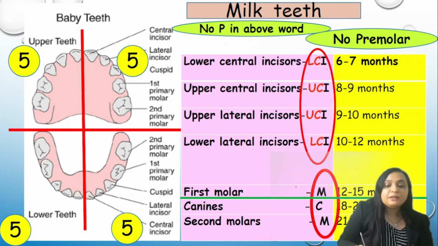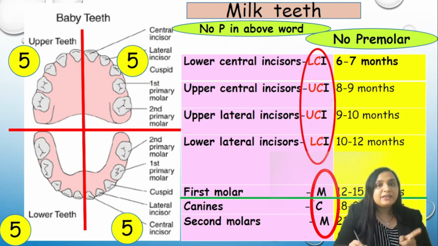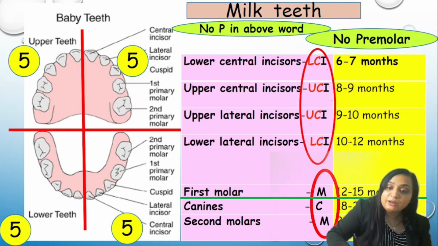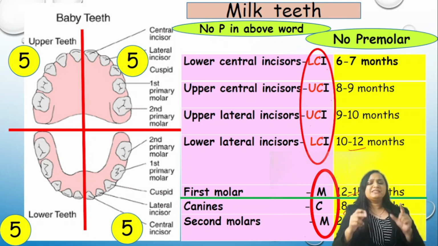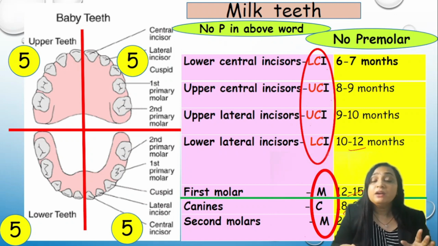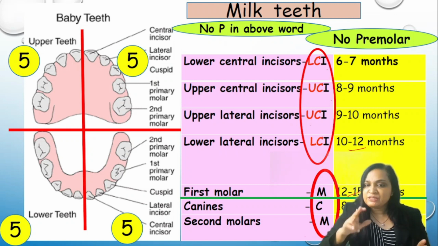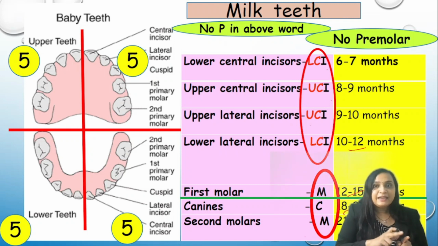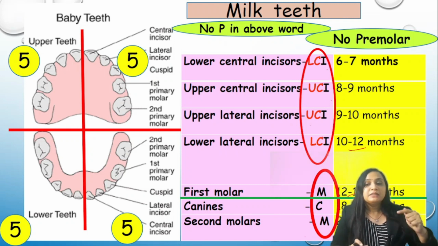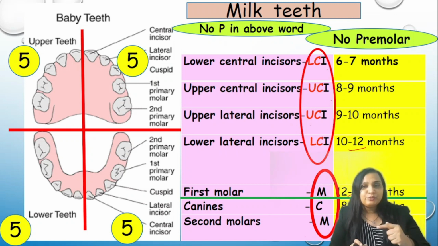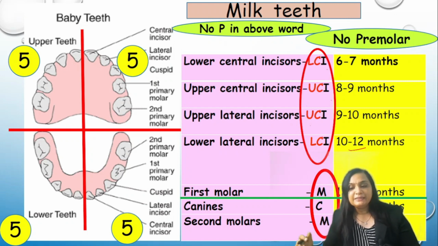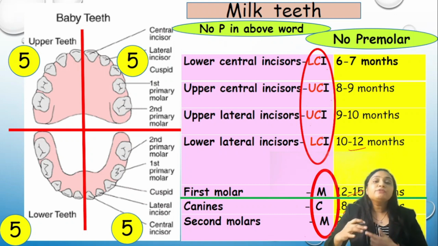After that we have to remember MCM. LCI, UCI, UCI, LCI, MCM. MCM starts again where we ended at 12 months. So 12 to 15 months, 18 to 21 months and 21 to 24 months. Just take a picture of this slide in your mind. It's not rocket science. If you see these slides 1 or 2 times, you are going to remember it easily. LCI, UCI, UCI, LCI: 6 to 7 months, 8 to 9 months, 9 to 10 months and 10 to 12 months. Then MCM, first molar, canine and second molar. This is the order of eruption.